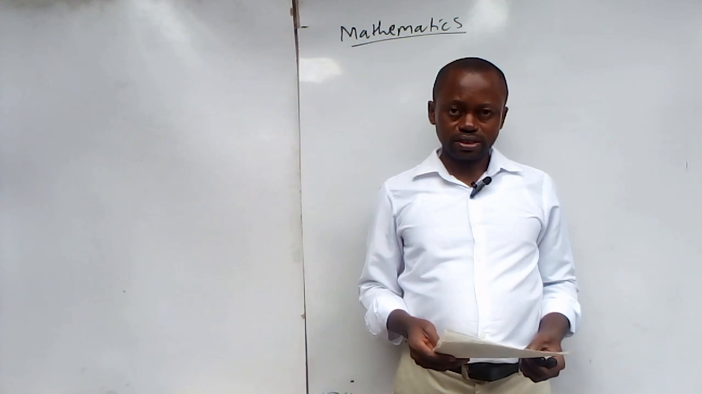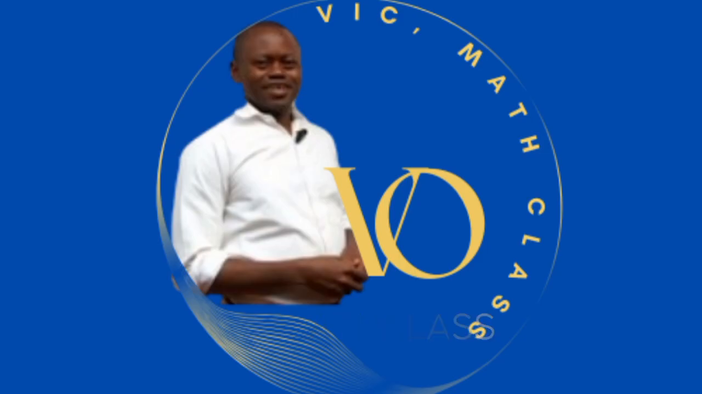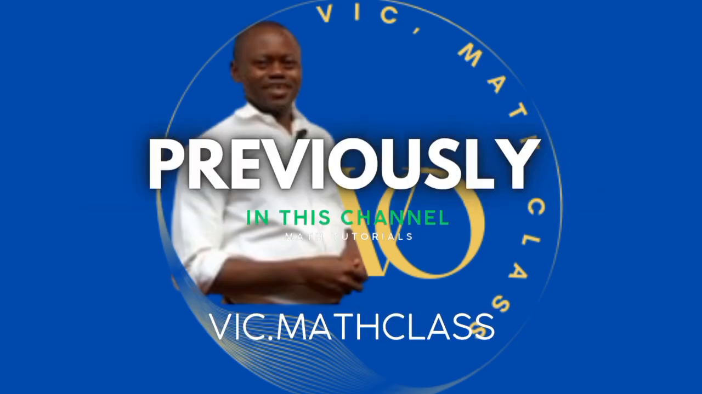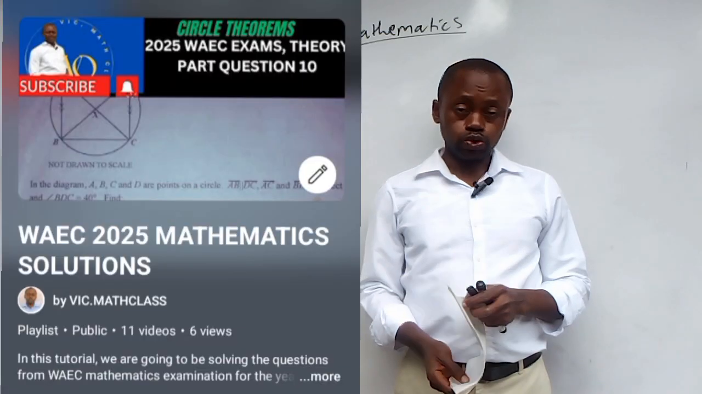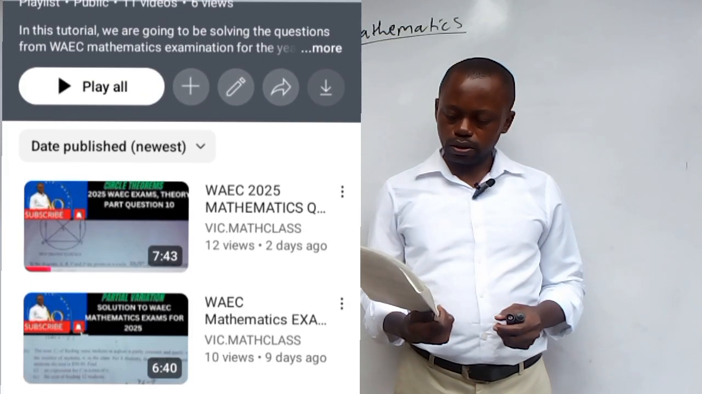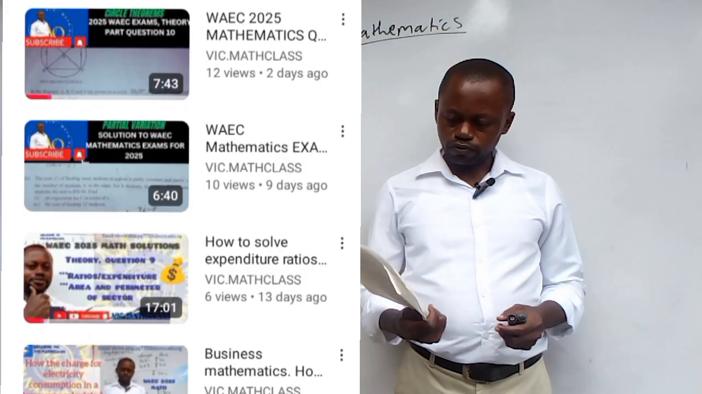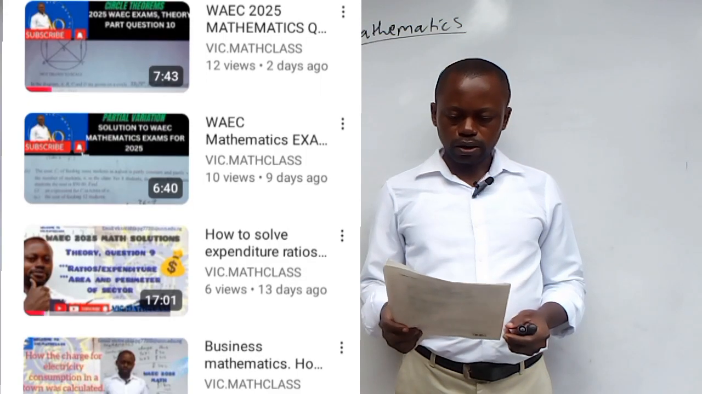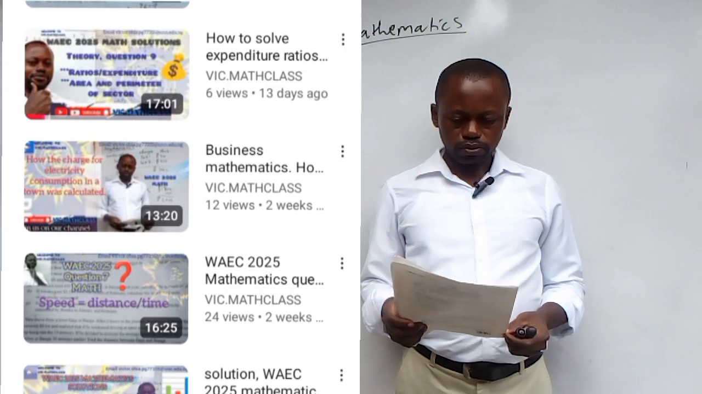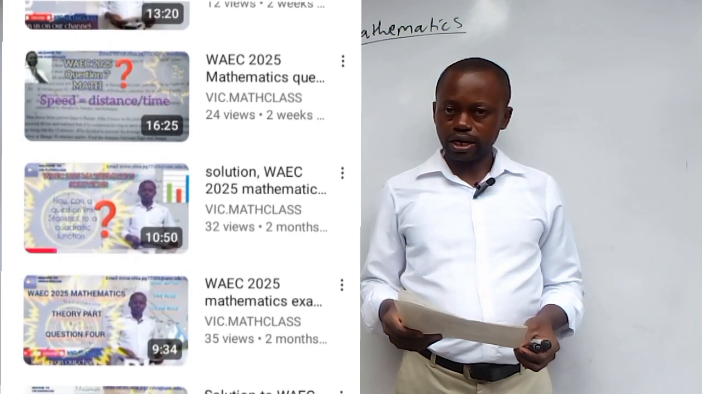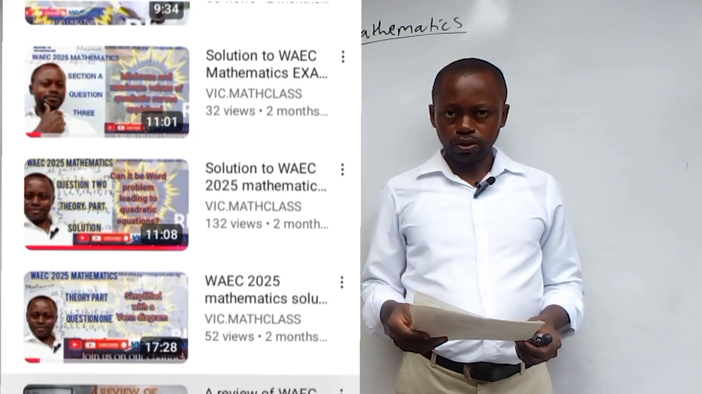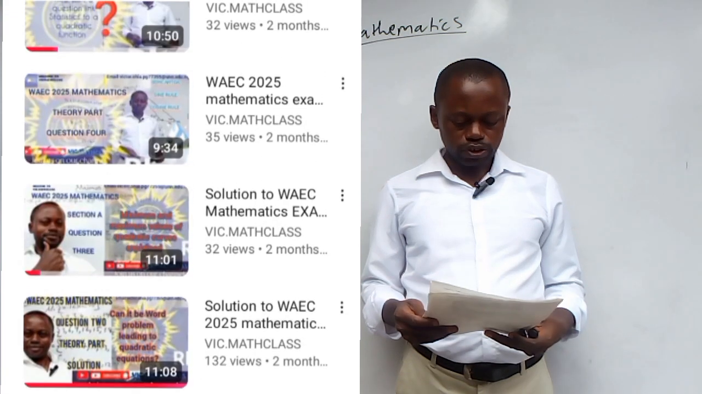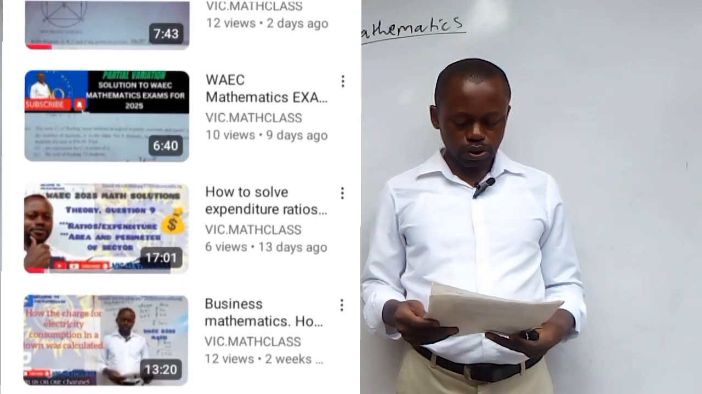In this class, we are looking at the questions that came from the WAEC mathematics exam for the year 2025, and we have been able to solve the theory part. All these questions in section A, we've solved all of them. 5 questions in section A, and we are now in section B. We are solving these theory questions one after the other. They are in the previous classes, so it will be of interest for you to access them when you subscribe to the channel. This question, number 9, is what we want to look at.